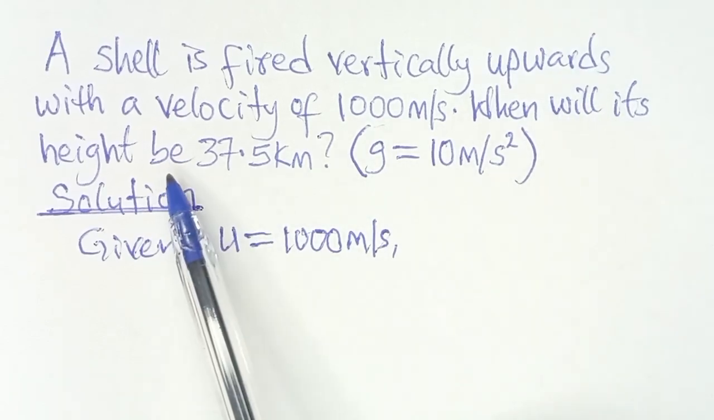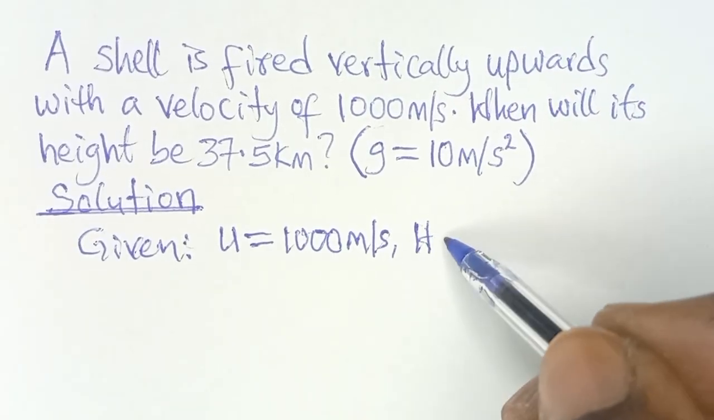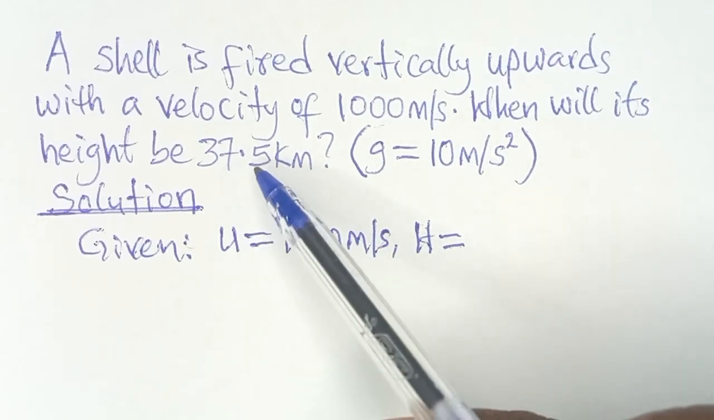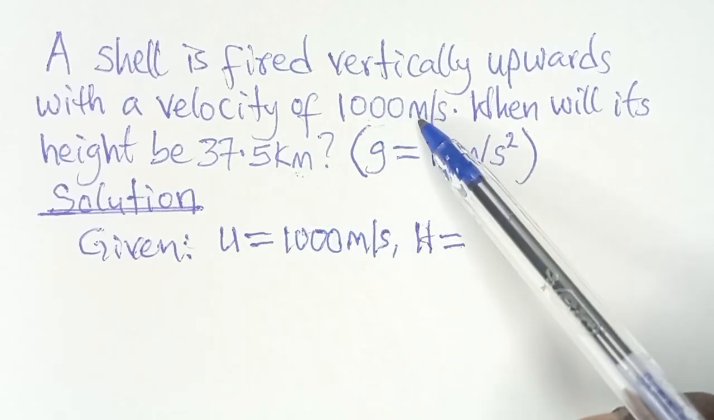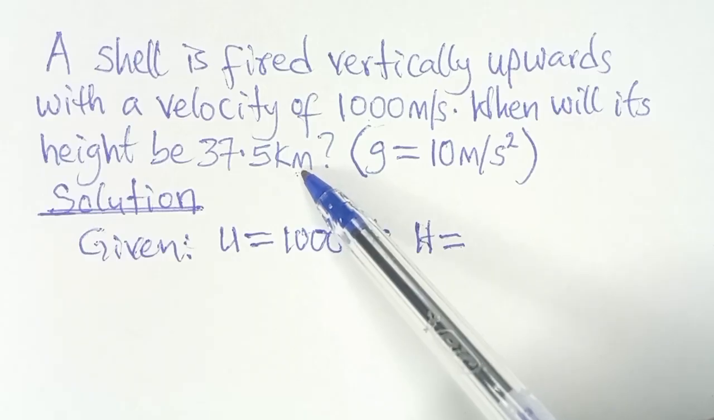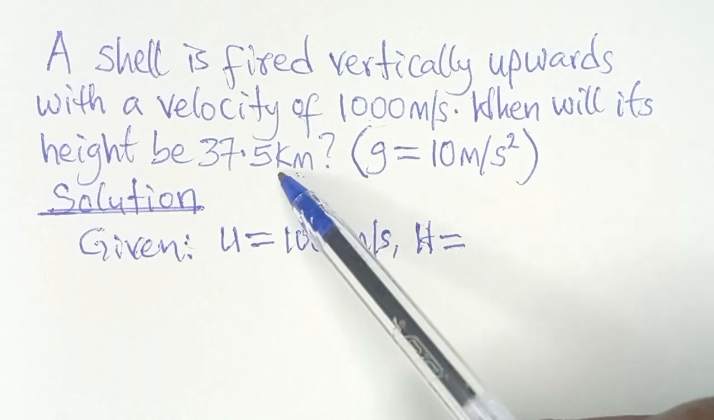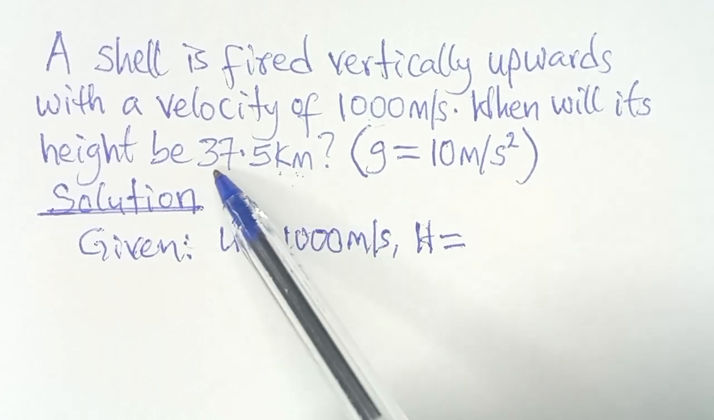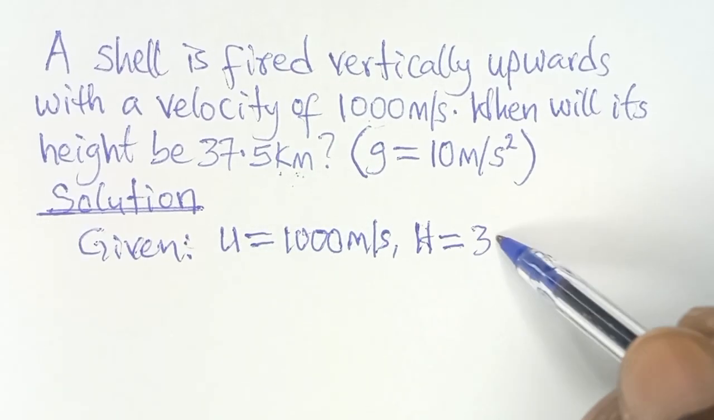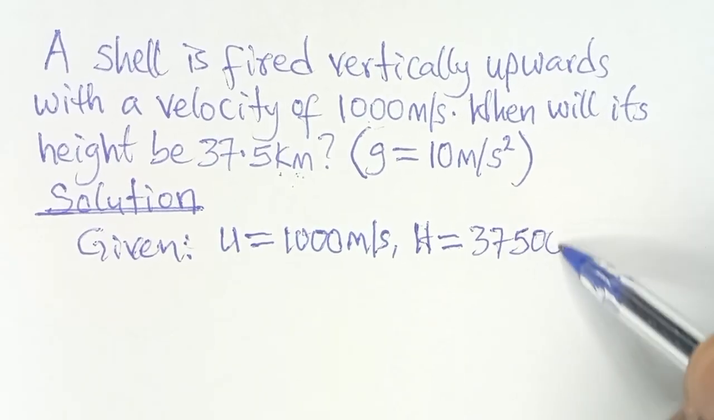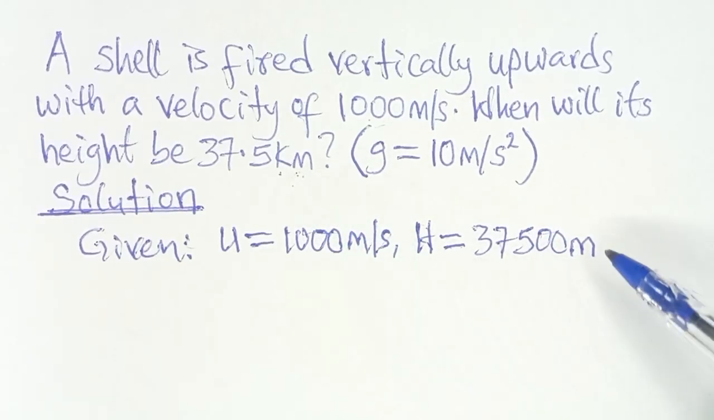Then the next thing that we are given there is the height above the ground. So I'll call that letter H, and that is equal to 37.5 kilometer. But we cannot use kilometer. We need to convert it to meter, because don't forget, this one is in meter per second. So we have to use the unit of meter. To convert kilometer to meter, we simply multiply by 1000. This kilo here means 1000. So by the time I multiply 37.5 by 1000, it is going to give me 37,500 meters.